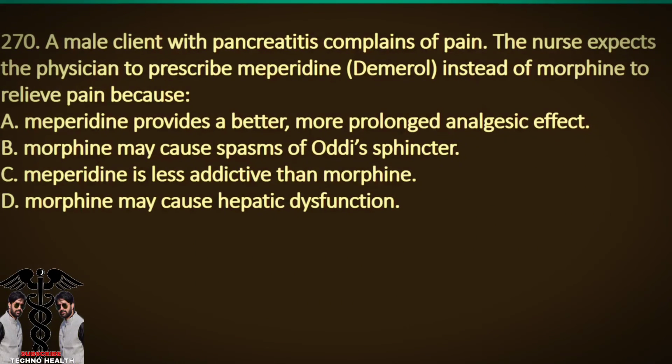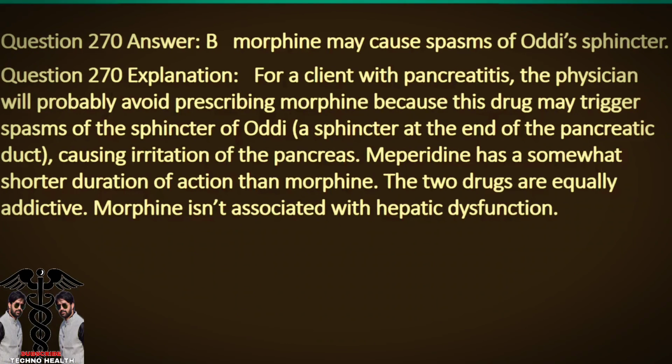Question 270. A male client with pancreatitis complains of pain. The nurse expects the physician to prescribe meperidine, Demerol, instead of morphine to relieve pain because A. Meperidine provides a better, more prolonged analgesic effect. B. Morphine may cause spasms of Oddi's sphincter. C. Meperidine is less addictive than morphine. D. Morphine may cause hepatic dysfunction. Question 270. Answer: B. Morphine may cause spasms of Oddi's sphincter.